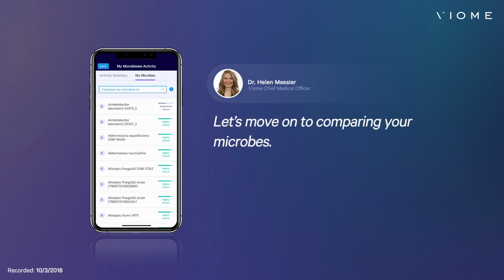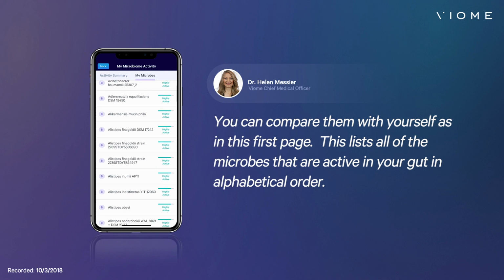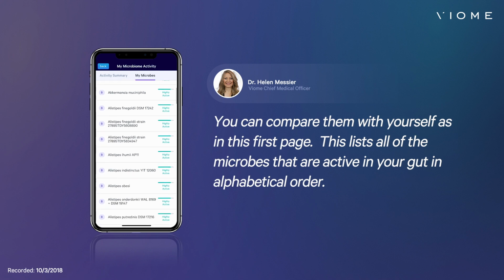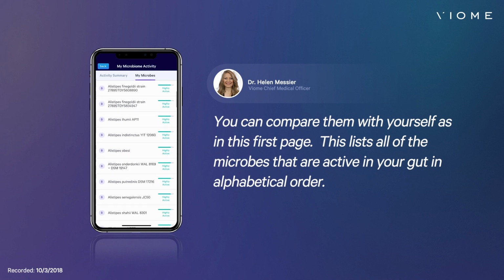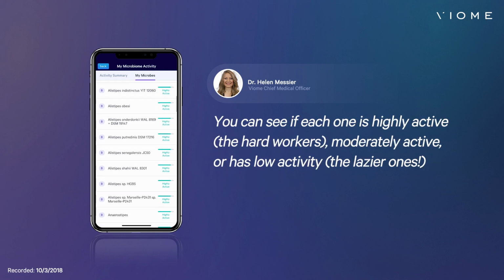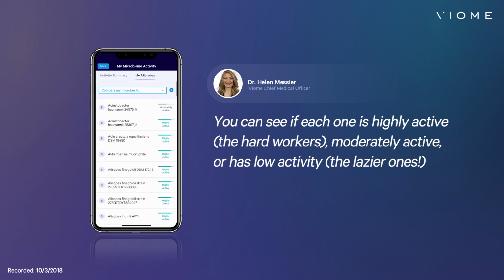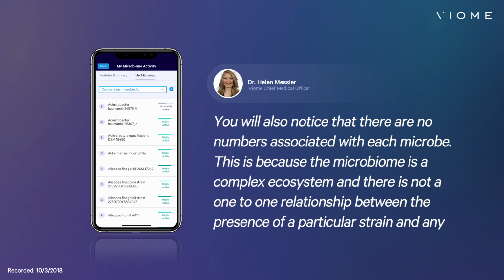Let's move on to comparing your microbes. You can compare them with yourself, as in this first page. This lists all of the microbes that are active in your gut in alphabetical order. You can see if each one is highly active, the hard workers, moderately active, or has low activity, the lazier ones.